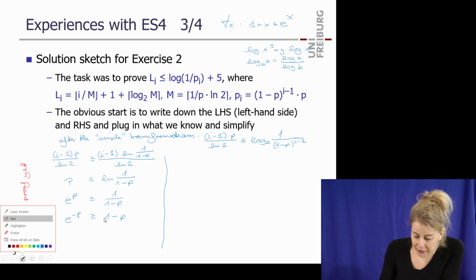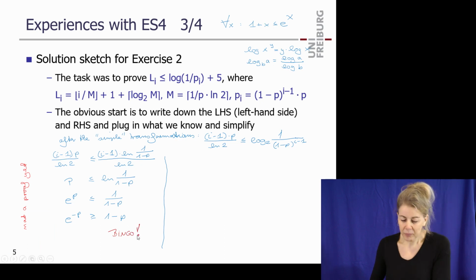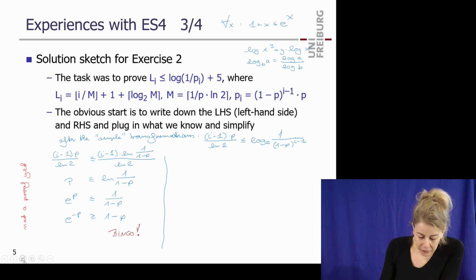You're already there. It says 1 plus x is less or equal to e to the x. Here it says 1 minus p. That's exactly this when you plug in minus p for x. So you arrived at something which you know. So it's like bingo here. Bingo. And I would say these are rather simple and also obvious transformations.